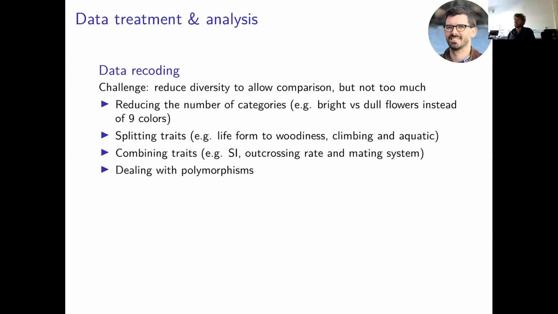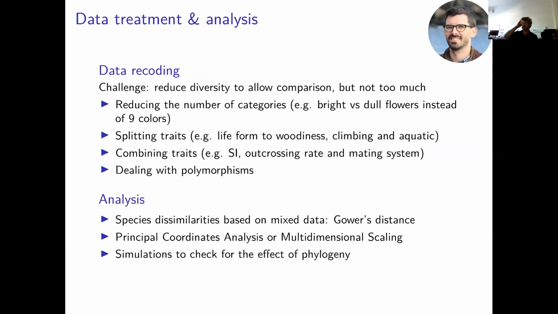I just want to mention some of the challenges of biodiversity results. If you want to actually reduce the diversity to allow comparison, but not too much, so we reduce the categories, we split the traits, etc. And then to analyze this, we have different kinds of data, numeric and qualitative, so you need to employ some special methods to actually take care of all this correctly.